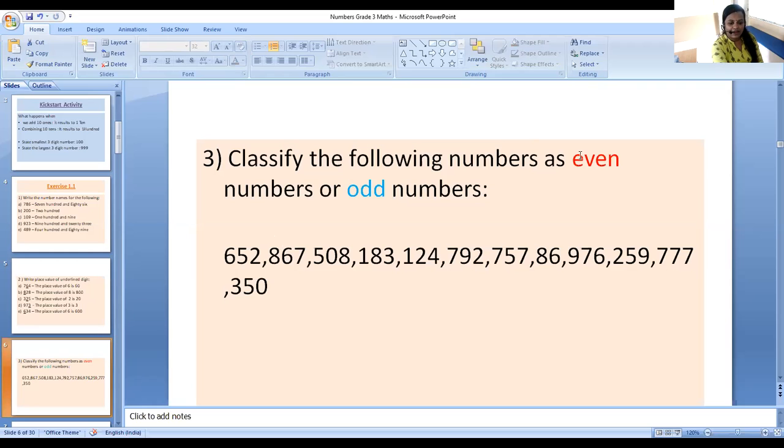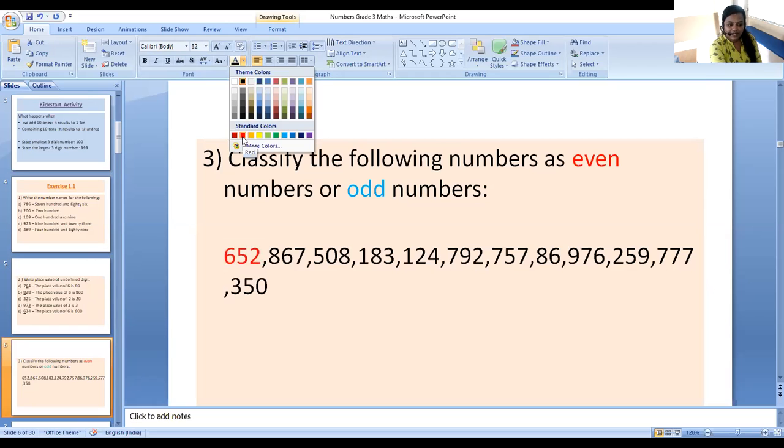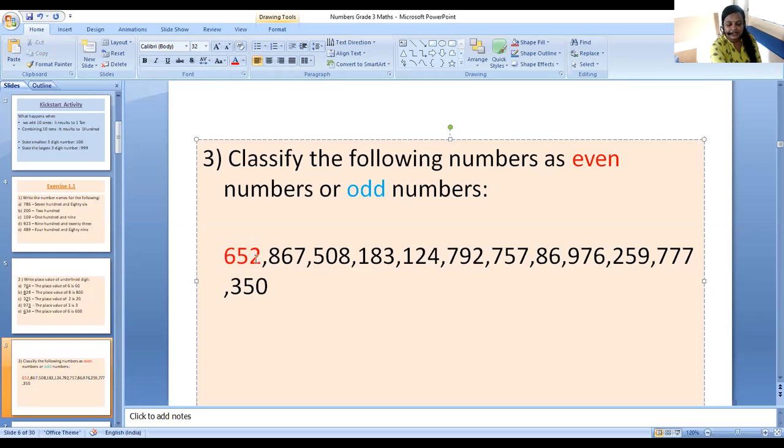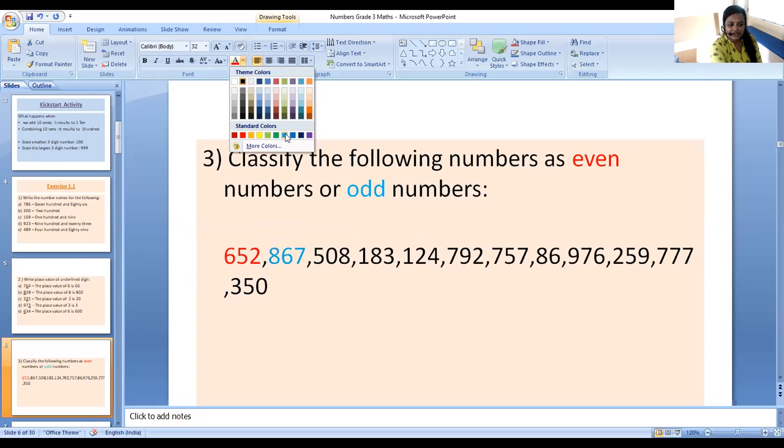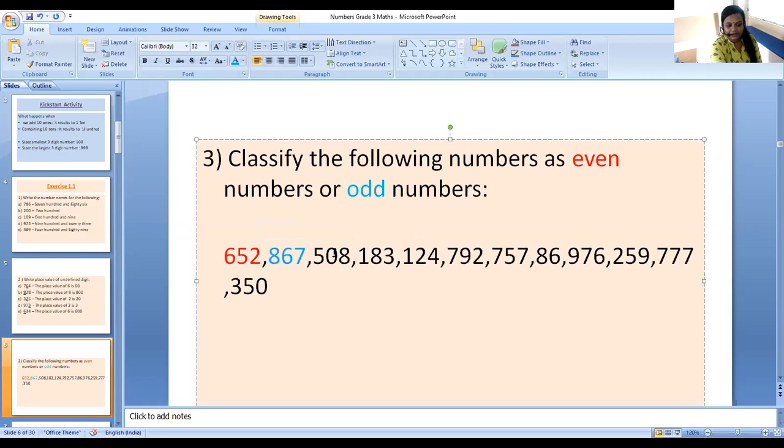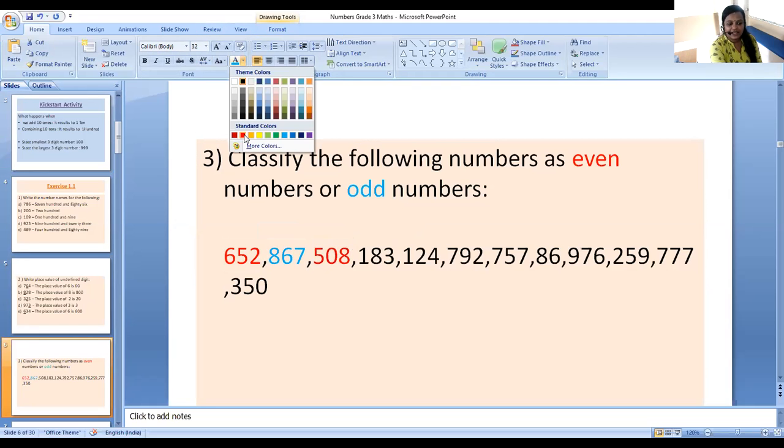So you could see I have given the font red for even and blue for odd. So let us classify them accordingly. 652. Yes, it is an even number because 2 is the digit in the units place, which is an even number. 867. How about this? Absolutely right. It's an odd number because 7 is an odd number. 508. Yes, it is an even number.